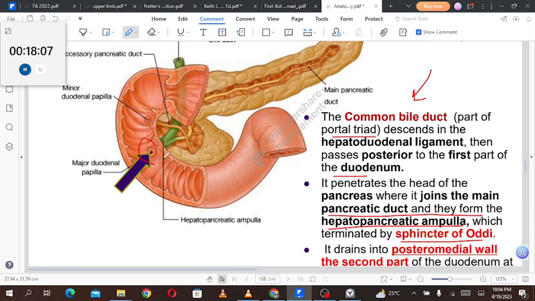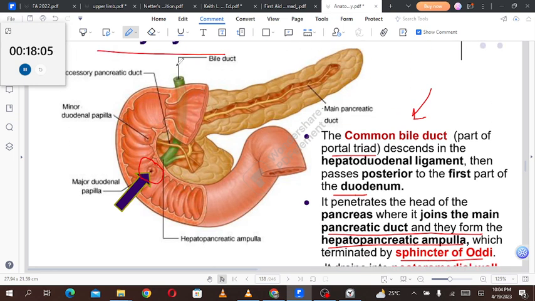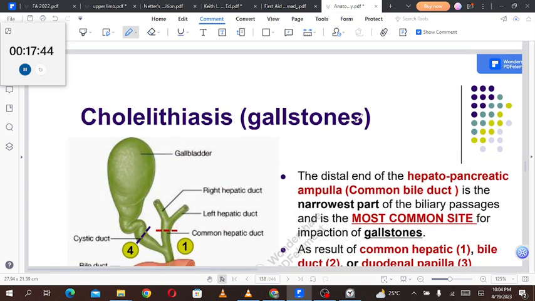So this is the major duodenal papilla, and here we can see the common bile duct descending in the hepatoduodenal ligament as a portal triad. Then it passes behind the first part of the duodenum into the head of the pancreas, and then all the way. This is the minor duodenal papilla over there, and then we have the accessory pancreatic duct and the hepatopancreatic ampulla and major duodenal papilla. Then, what is cholelithiasis or gallstones?